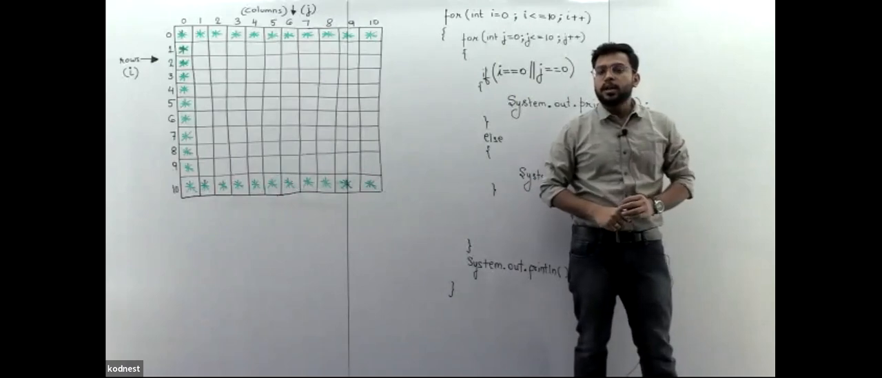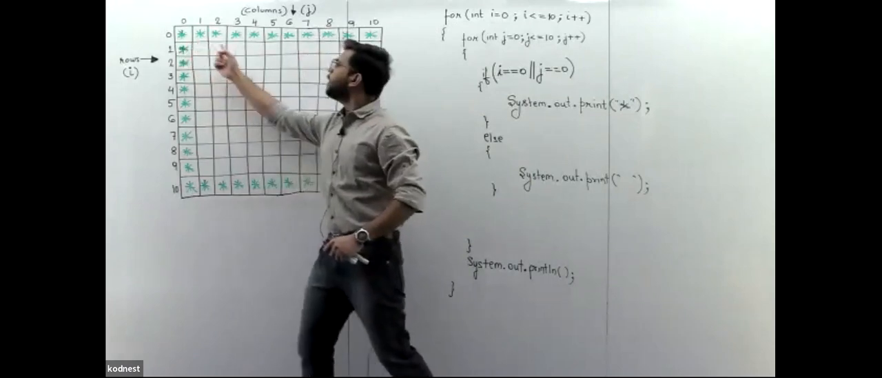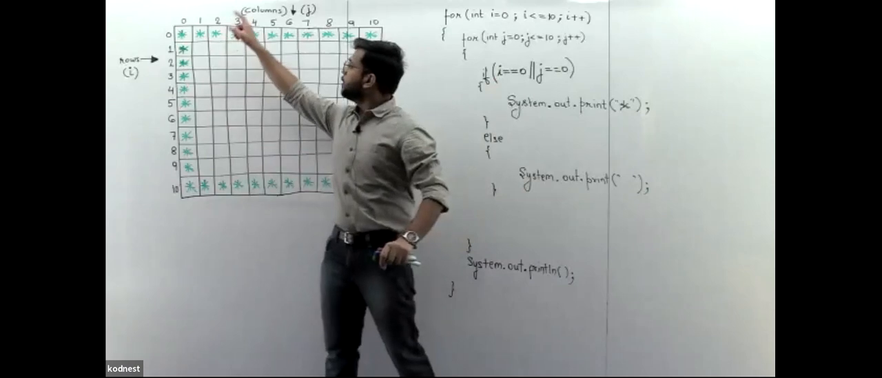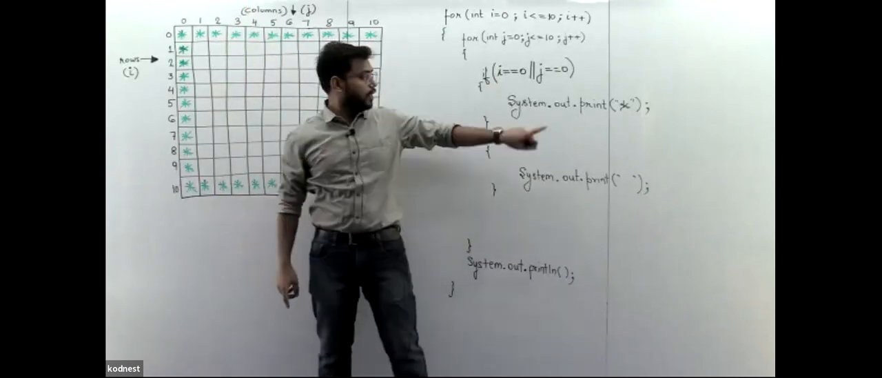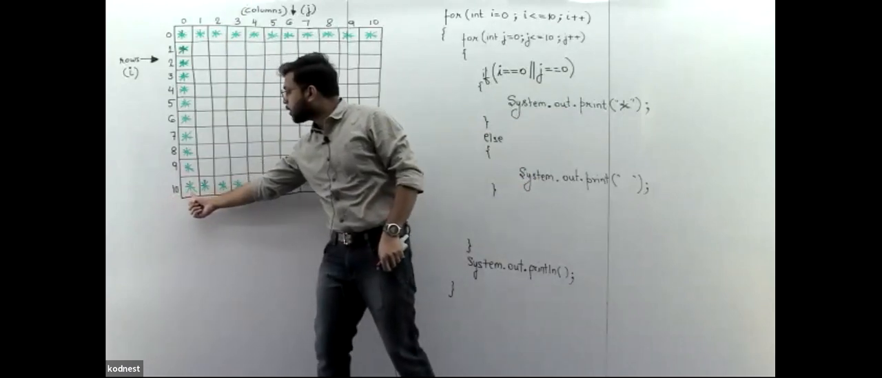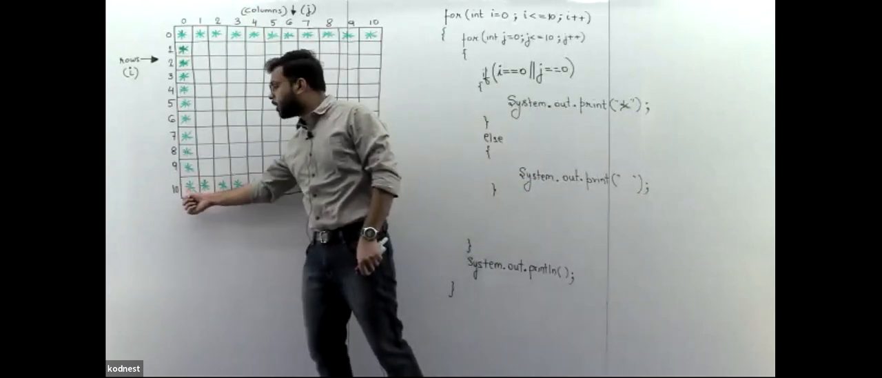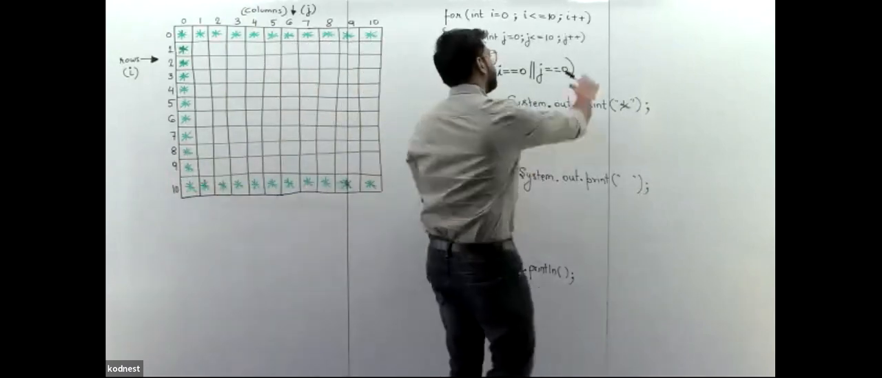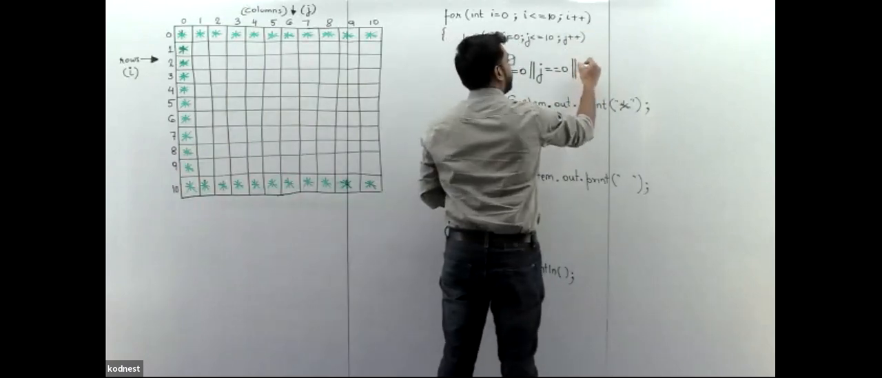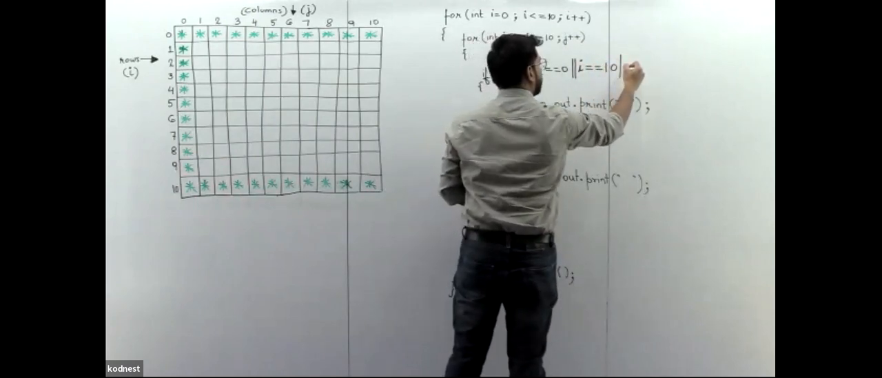Very, very good. Sir, now I want the stars. When you want the stars, sir? Whenever the I value is 0, I want the stars. Whenever the J value is 0, I want the stars. Wherever the I value is 10, I want the stars. So now here I will mention or, if I value is 10, I want the stars.